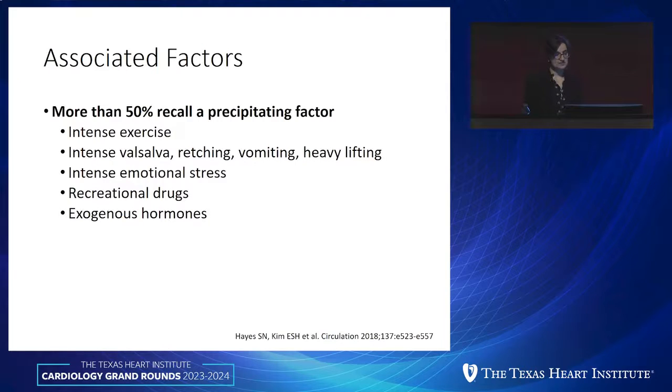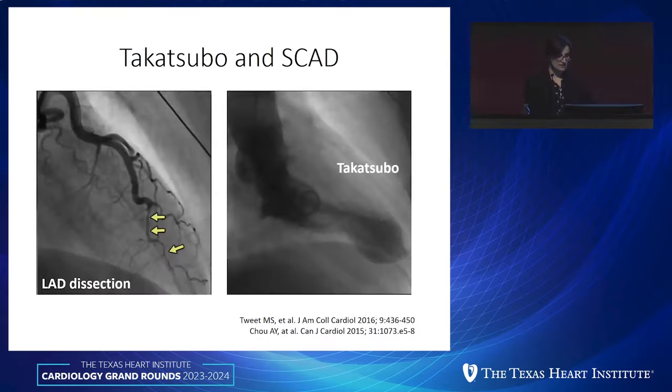And about 50% or so are associated with some kind of precipitating factor, whether it's intense exercise, emotional stress, recreational drugs, or exogenous hormones. Now, Takotsubo has been identified as potentially being a manifestation of SCAD, particularly when you have a wraparound LAD. It can mimic the appearance of that apical ballooning. So important to keep in mind.